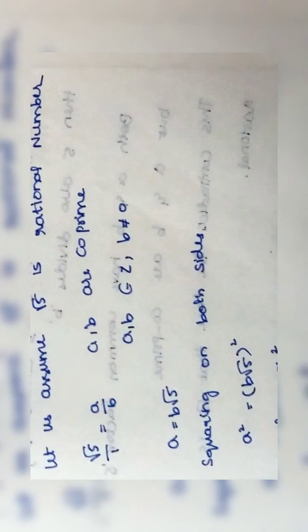Let us assume that root 5 is a rational number. Root 5 is equal to a by b, a, b are co-primes, a, b belongs to Z, b not equal to 0. Squaring on both sides, same as root 2, same as root 3. So a square is equal to b into root 5 whole square. a square is equal to 5b square. a square by 5 is equal to b square.